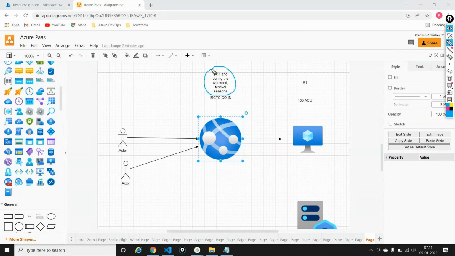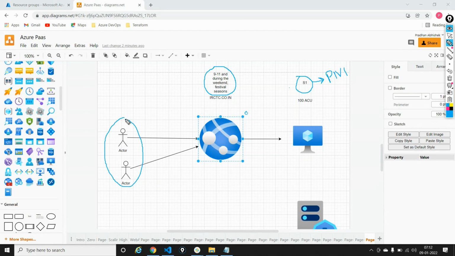So one possible solution that I can give to the IRCTC guys is that, you know what, you are at S1. Can you please scale yourself up to, let's say, something like P1 V1, which will give you about 400 ACUs. Just giving you a random number. Let's say 400 ACUs, 7 GB or 8 GB of RAM, and this 400 ACUs will be able to help you consume this capacity, and make sure that your applications are up and running.